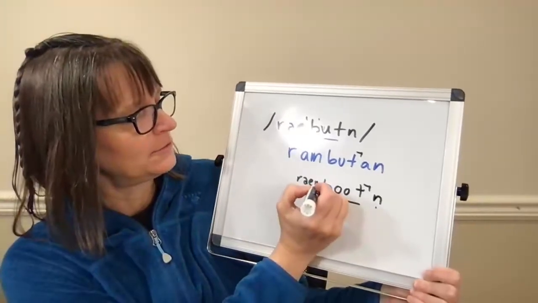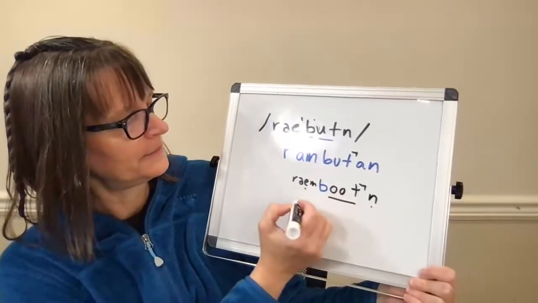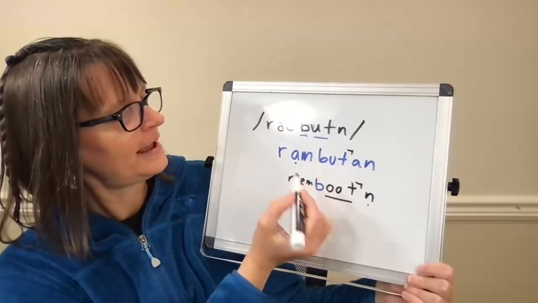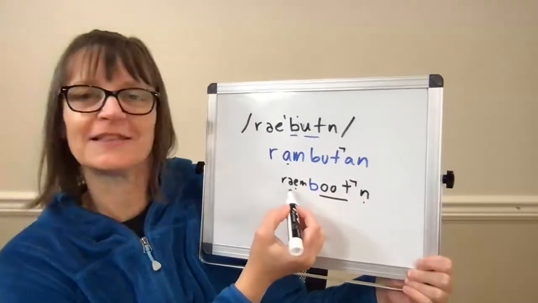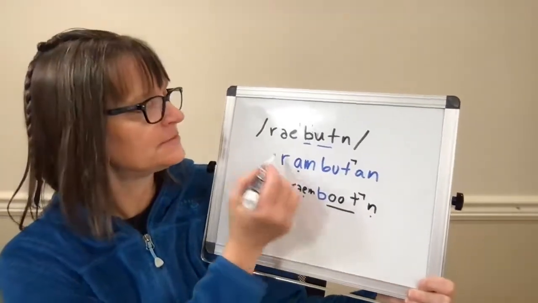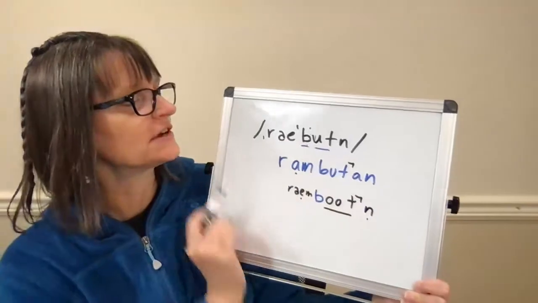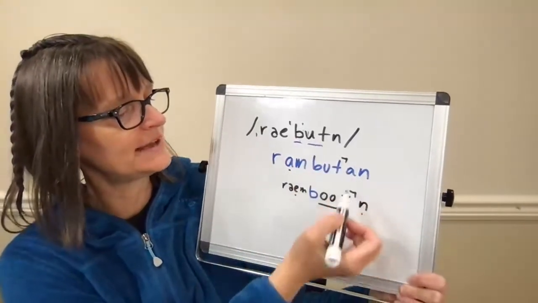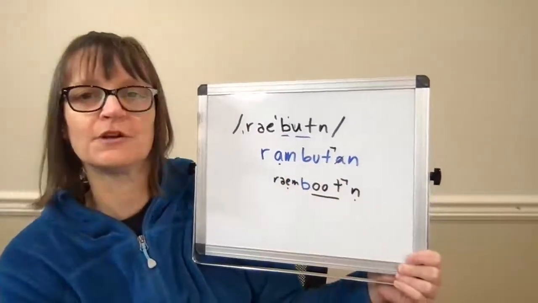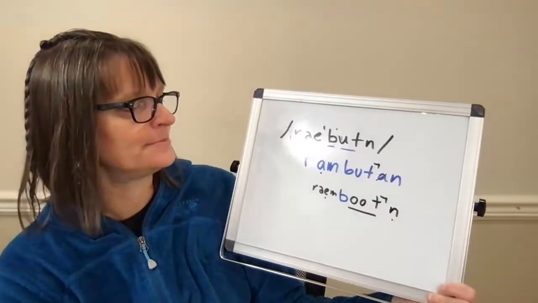Okay, so rambutan, again, the letter A in rambutan sounds like the black cat. So there's maybe a little bit of secondary stress there because it is a clear vowel. And then this last syllable is very short. We don't do anything for that A, rambutan.